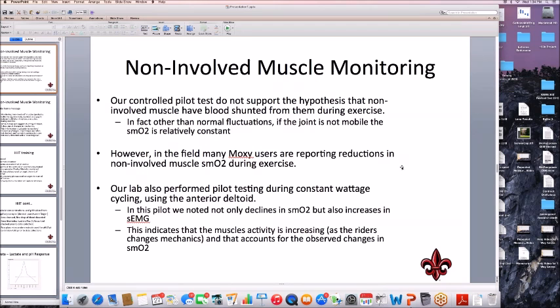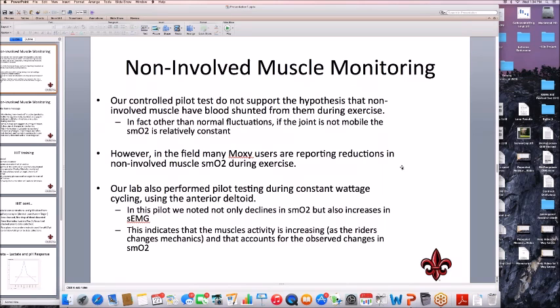So what do we take out of this? Well, our controlled pilot tests do not support the hypothesis that non-involved muscles have blood shunted from them during exercise. In fact, under the normal fluctuations, when the joint is not mobile, the SMO2 is relatively constant. However, in the field, how this can be useful is that, as people are reporting reductions in non-involved muscles during exercise, what they're really seeing is that those muscles are becoming active and engaged.